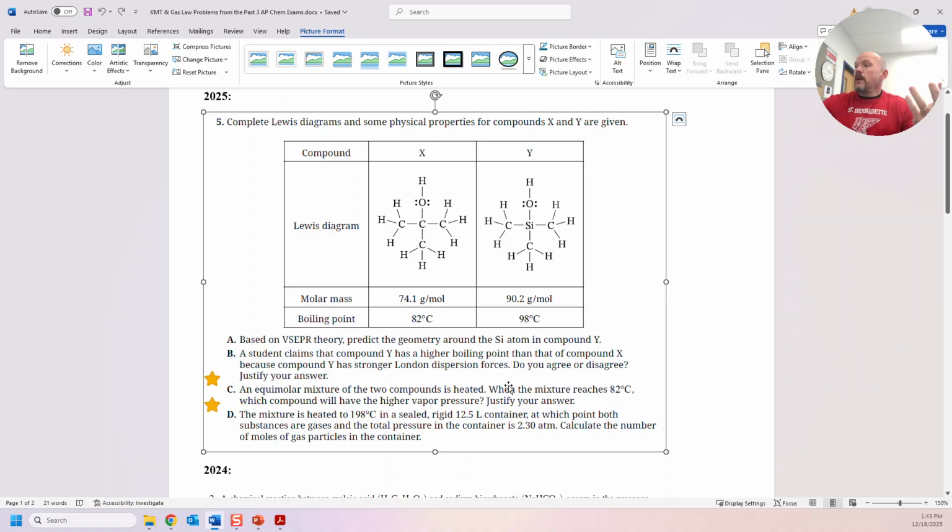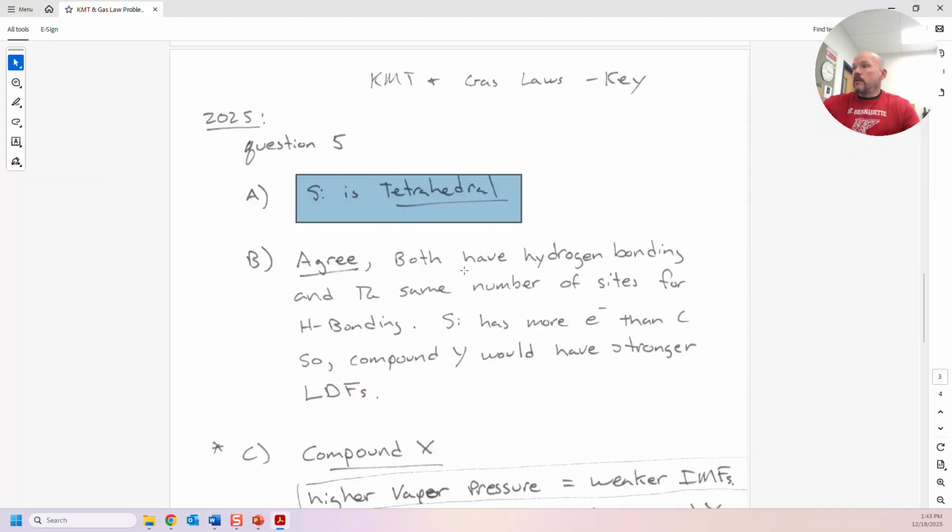So you would agree. And the reasoning is, the reason why this would have greater London dispersion is because silicon has more electrons than carbon. It's a little bit bigger than carbon. So this molecule is going to be a little bit bigger in size, have a bigger electron cloud. But the main thing is it has more electrons, so it has greater London dispersion. So the answer to part B would be agree. Both have hydrogen bonding and really the same number of sites where hydrogen bonding could be.